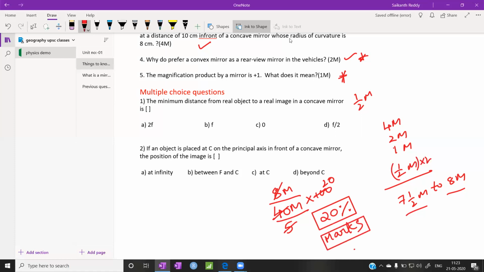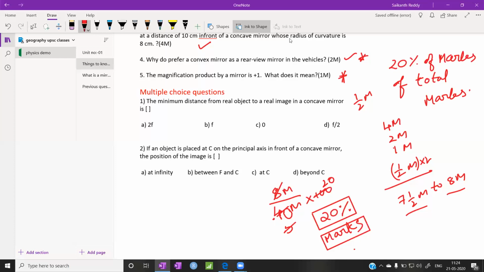Is this not important, my dear friends? Yes, this is very, very important. This is a very, very important chapter, my dear friends. You need to focus a lot on this. This much is the importance of this chapter. So please focus. You may be getting a 20% weightage of marks out of the total. That is the importance of this chapter.